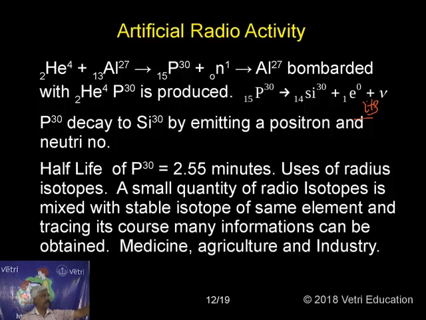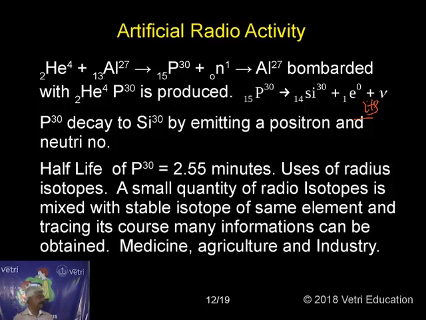Aluminium-27 bombarded with helium, phosphorus-30 is produced. Phosphorus-30 gives silicon-30 with the emission of an electron and an additional particle, the neutrino. This is also possible by the bombardment of alpha particles. We can convert aluminium into phosphorus, and again phosphorus into stable silicon.